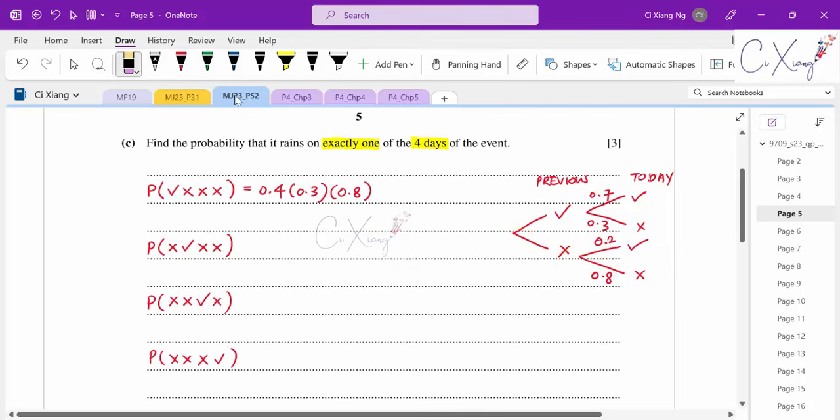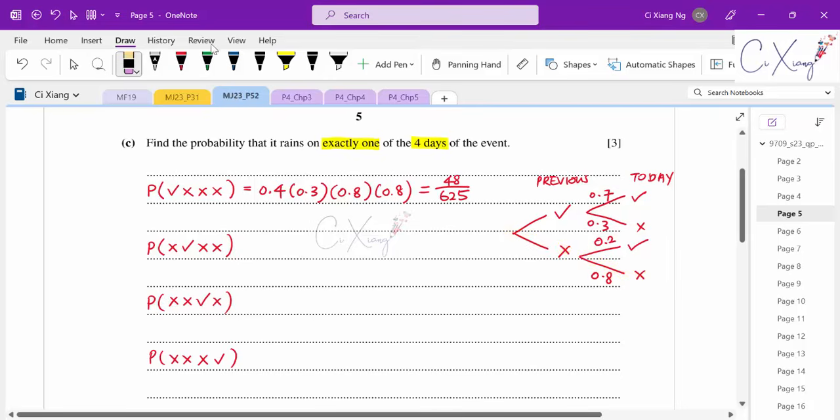Okay, then after that, when I come to the fourth day, previous day not raining, today also not raining. So previous day not raining, today also not raining, it will be 0.8. Okay, so this is the first result that we have. And then you can try to simplify them first. By multiplying all these probabilities together, you should have 48 over 625. This is the first case.